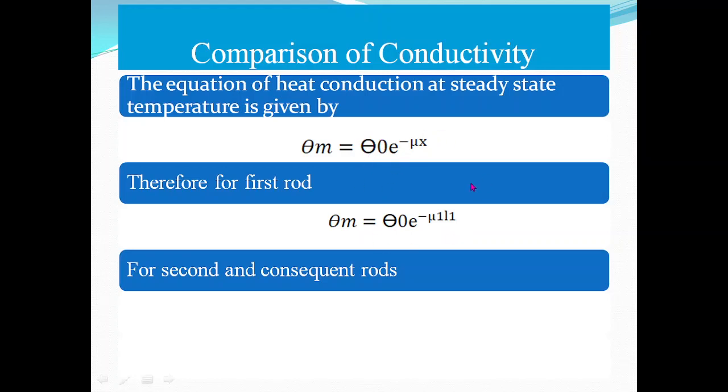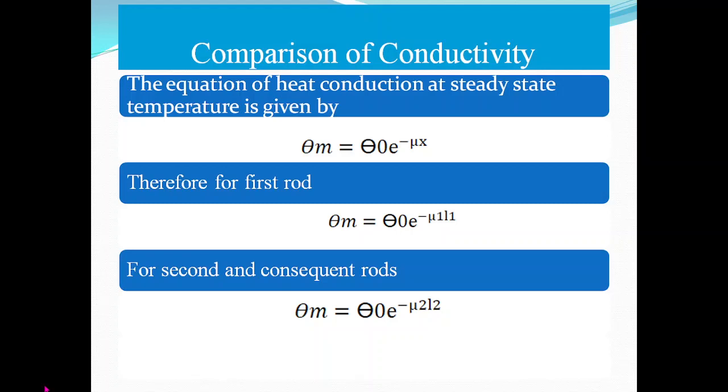So for the first rod, we have to write down theta m. Theta m is the melting point of the wax, and this is up to L1 length. For the first rod, up to L1 length the wax is melted. That means at a distance L1, the temperature is equal to the melting point of the wax, that is theta m. And therefore, for the first rod, theta m is equal to theta 0 e raised to minus mu 1 into L1.